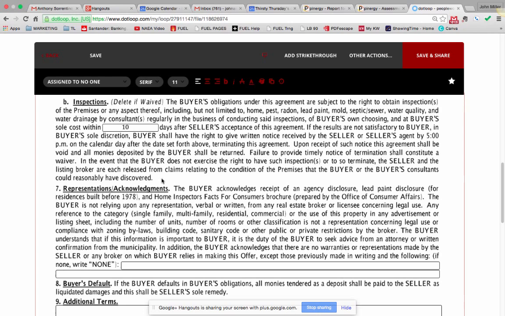So again, time is of the essence here. You have to get these things done within a certain time frame. And if you don't, if you come back 48 hours or 25 hours after that date, 10 days after this offer is accepted, you don't have any recourse. And the seller and the listing agent can tell you to go pound sand.